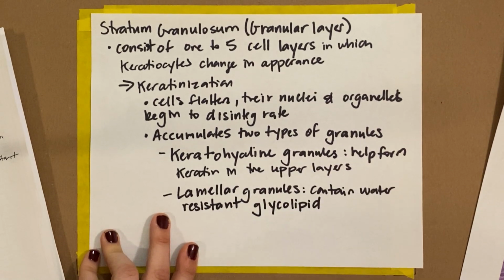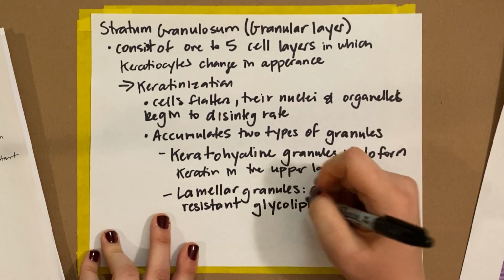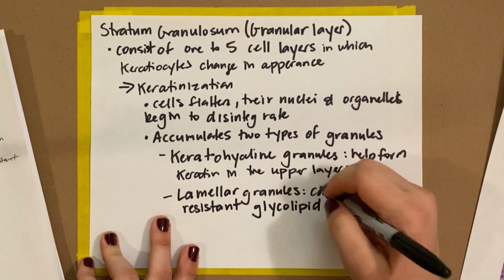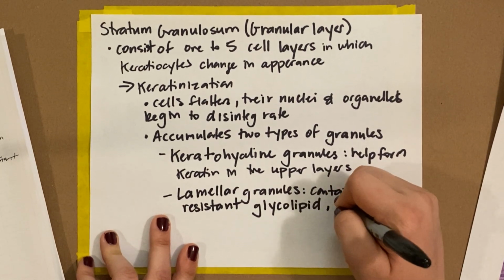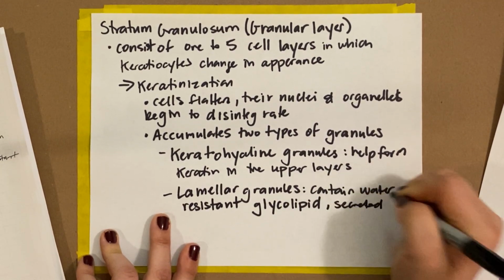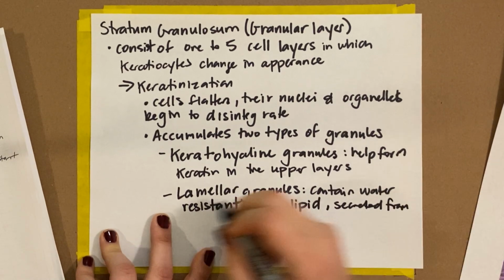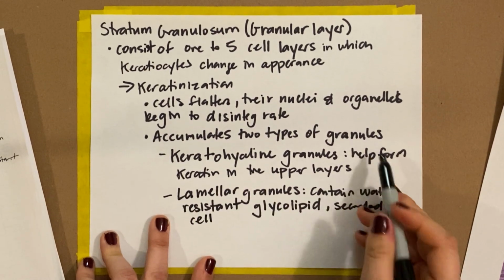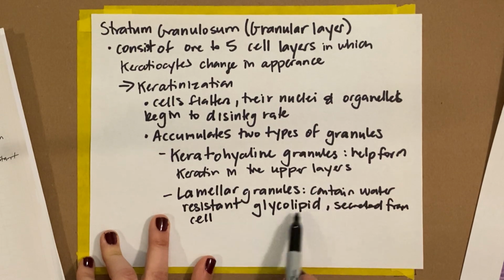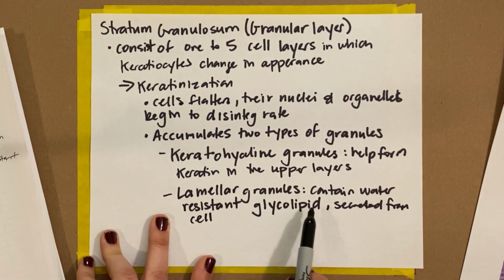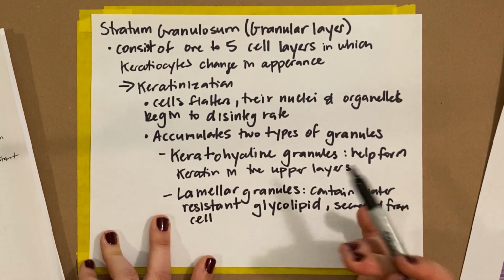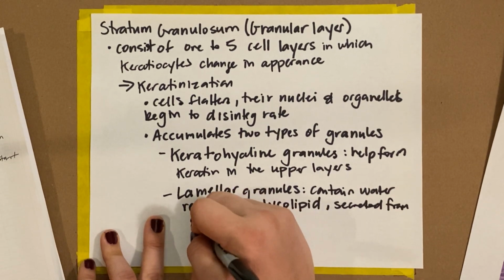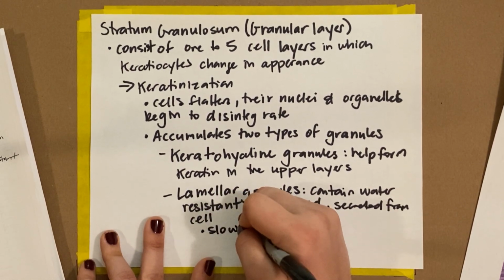Okay, so lipids are hydrophobic. So these lamellar granules are actually going to be secreted from the cell. So the keratin granules, those stay inside the cell, but this glycolipid is going to be secreted outside of the cells, and then it's going to help kind of slow water loss.